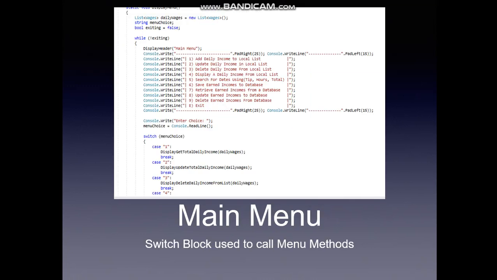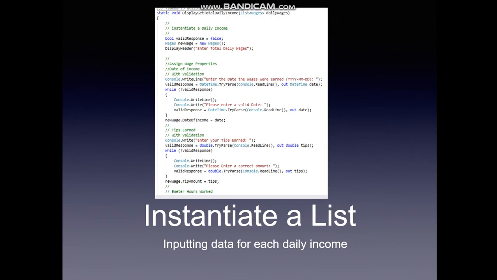The main menu does list all of the options available for the user to use, and then chooses those options through a switch statement. The first option that a new user would use is creating a list. The user will be asked for their data, their date, tip amount, hours worked, their hourly wage, all of which are validated as well.